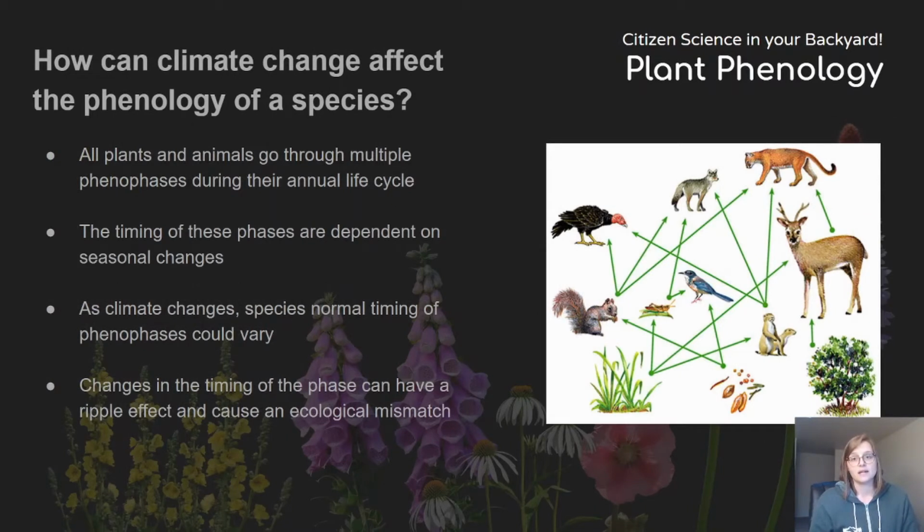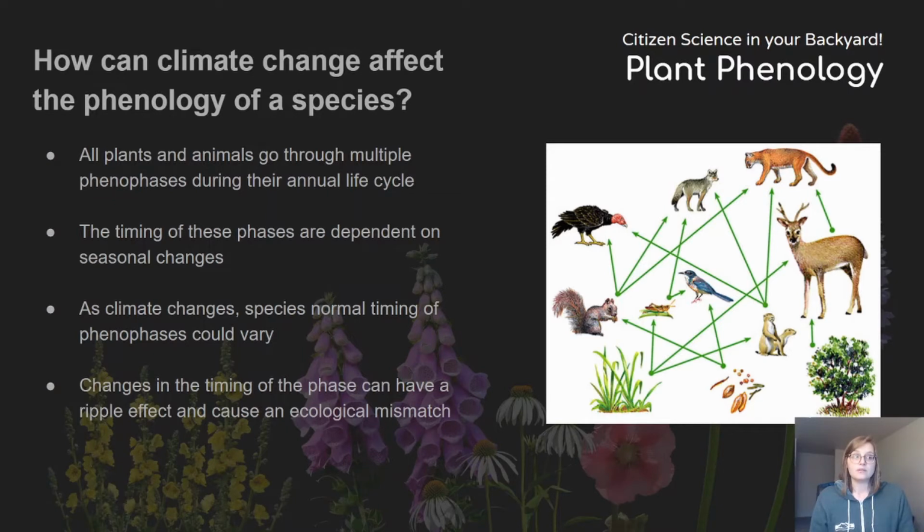So we at CFC and those at Budburst and researchers using Budburst data and other phenological data are interested because we're expecting there to be a change in the timing of phenophases due to climate change. We know that all plants and animals go through multiple phenophases during their annual life cycle, and that the timing of these phases are dependent on seasonal changes. So things like variations in day length, increasing or decreasing temperatures, and duration of rain or snowfall all have an effect on when a phenophase change occurs.